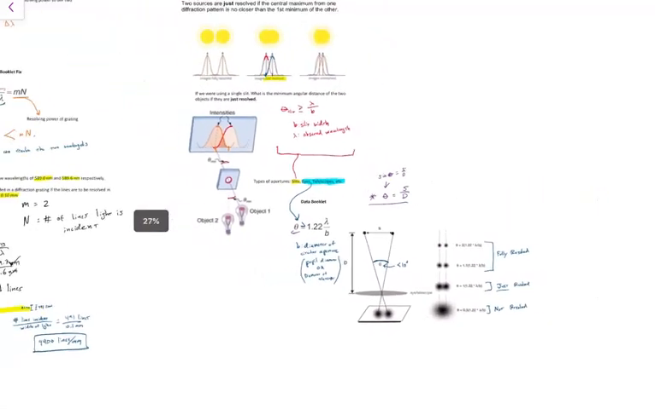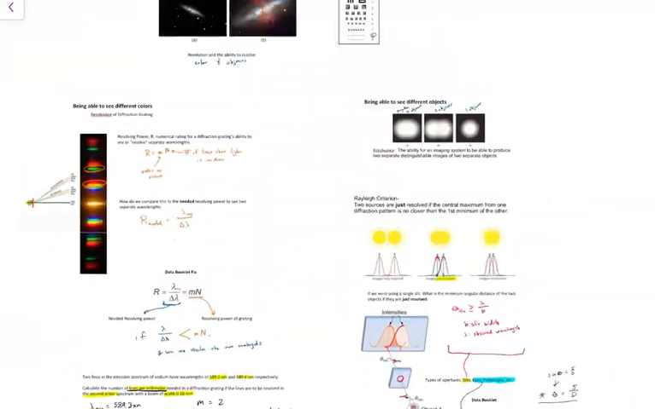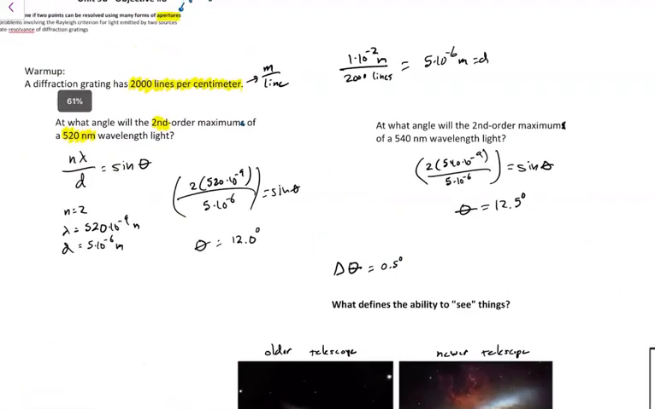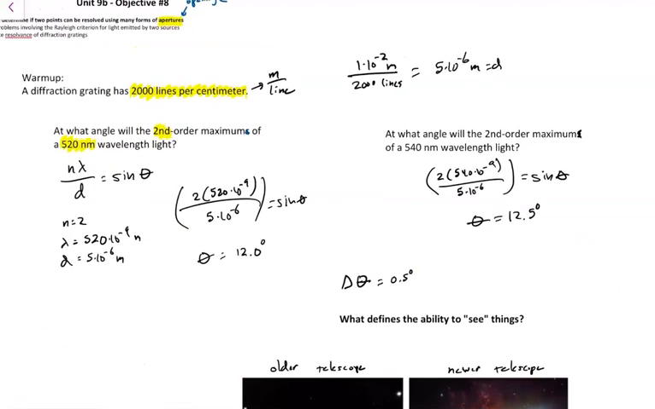So I think we're ready for a gear up problem, because we have recognized that diffraction grating allows us to see different bands of light at different angles.